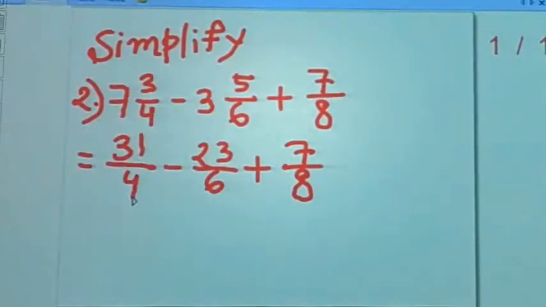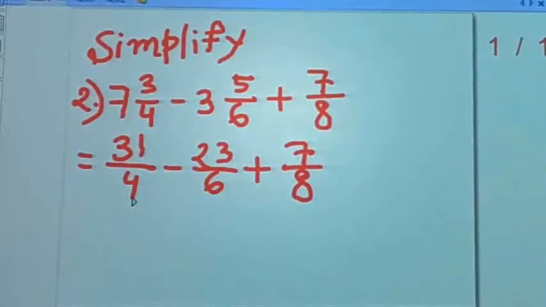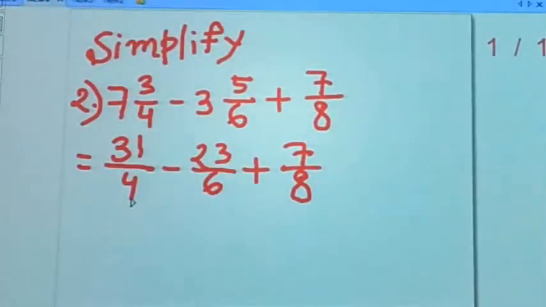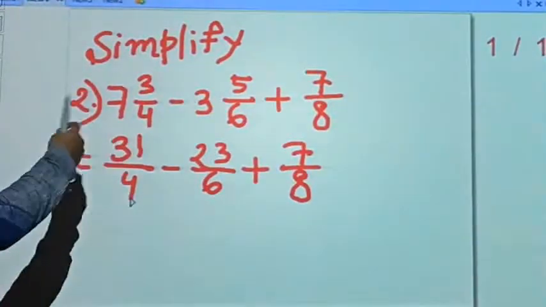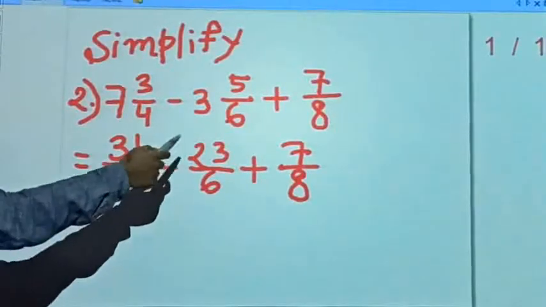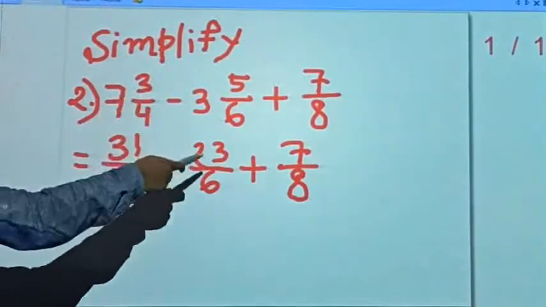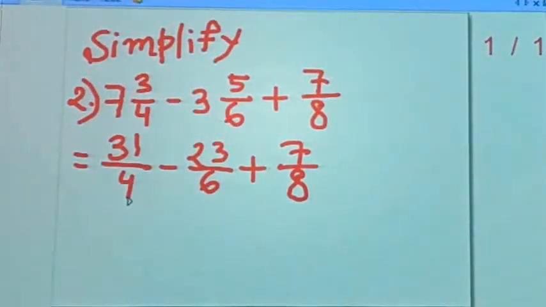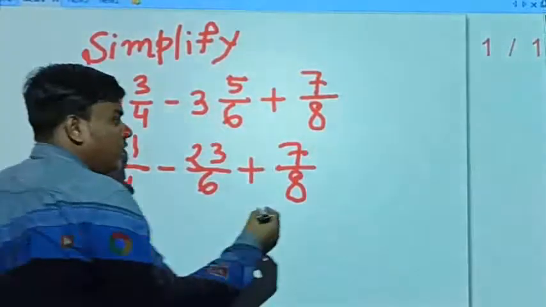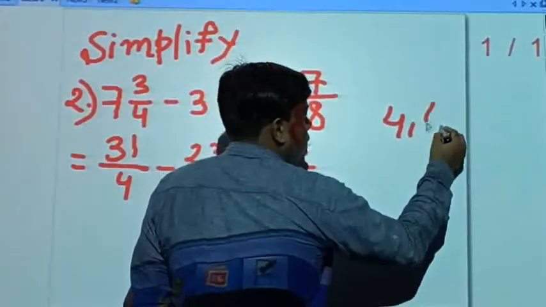Okay, move on to the next question. 7 3/4 minus 3 5/6 plus 7/8. These are mixed fractions, so we convert them into improper fractions. 4 into 7 plus 3, 31 by 4, 6 into 3, 18 plus 5, 23 by 6, plus 7 by 8. These are unlike fractions, so we have to find the LCM of 4, 6 and 8. The LCM of 4, 6 and 8 is equal to 24, right?